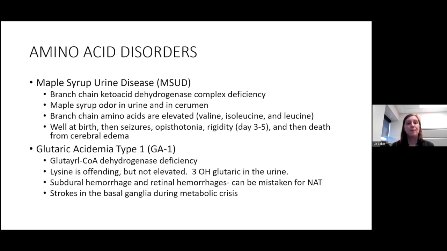Another disorder is glutaric acidemia type 1, which is glutaryl-CoA dehydrogenase deficiency. Lysine is the amino acid that's the offending agent, but it's not elevated when we look at plasma amino acids. The urine organic acids are abnormal. What you'll see on test questions is that these are the kids that show up with subdural hemorrhages or retinal hemorrhages that can be mistaken for non-accidental trauma. They'll also get strokes in the basal ganglia if they have a metabolic crisis. So then they'll have problems with movement disorders.